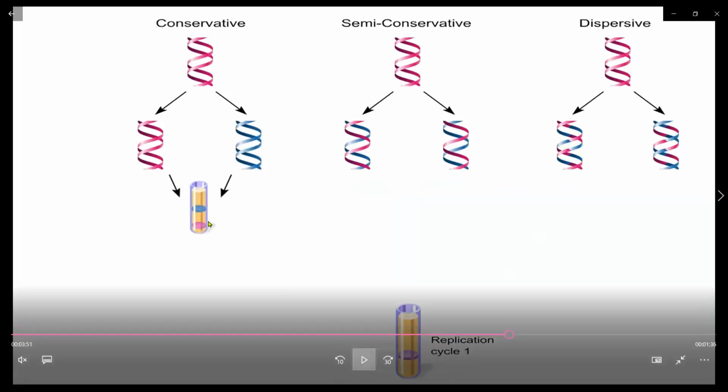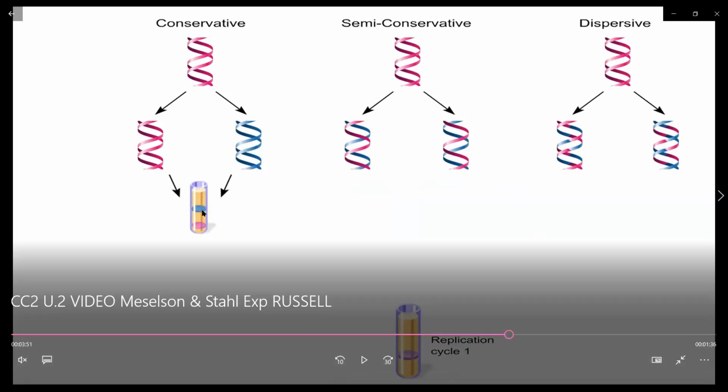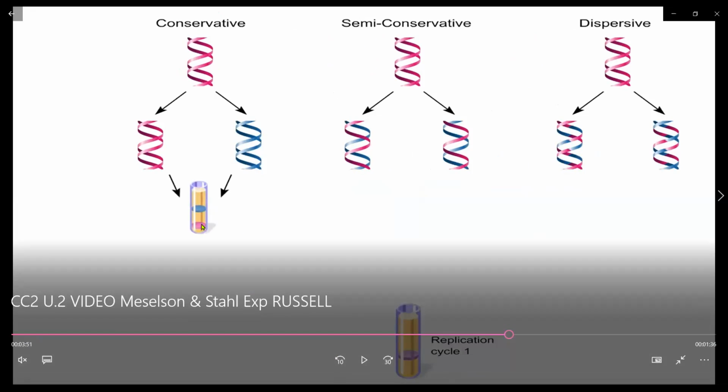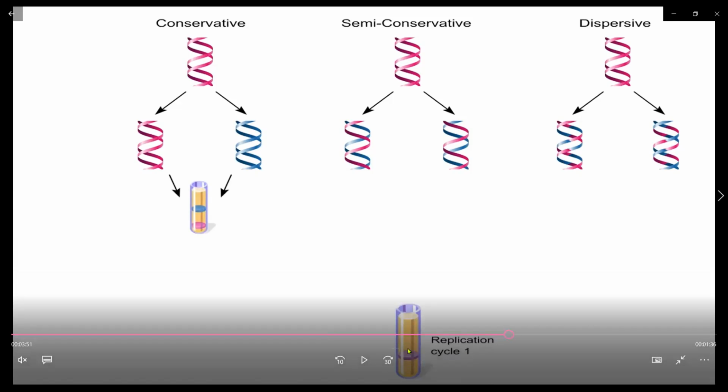The result showed, as you can see, that there is a light band and an intermediate band. Below here is the result. The result showed that the DNA after replication cycle 1 showed a band of intermediate density. So this was the result.